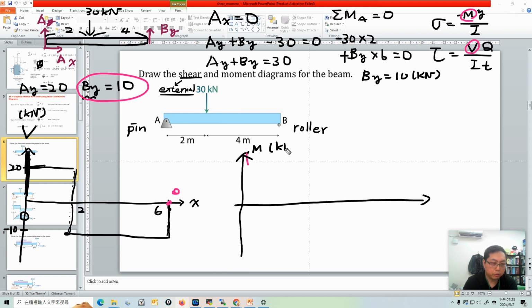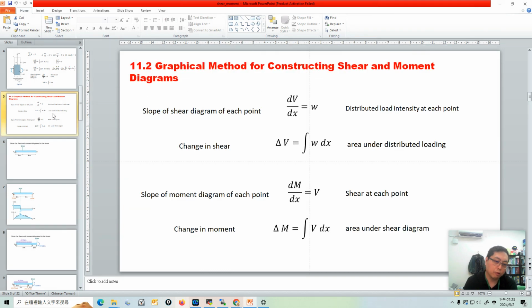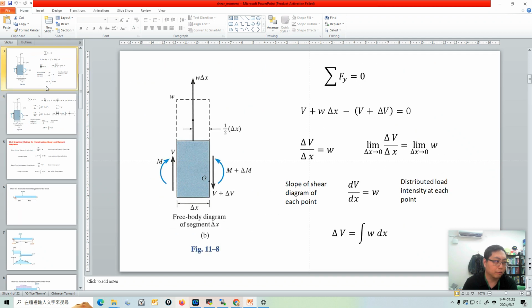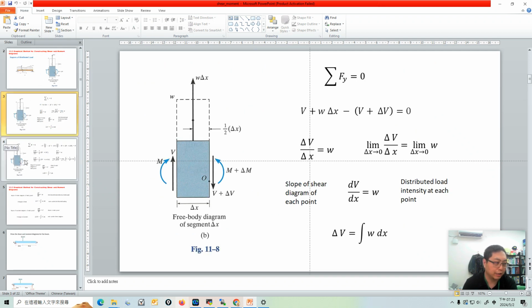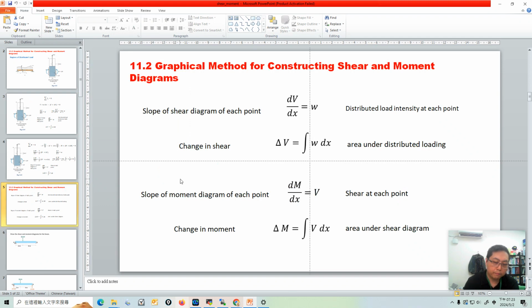What's the unit? Kilonewton times meter. We use kilonewton times meter, that's much easier. So how do we draw the moment diagram along the x direction? You need to know this. At the previous slide, we did some theoretical derivation. If you are interested in the theoretical derivation, look at the slide by yourself. You must know this: change in the moment equals the area under the shear diagram.